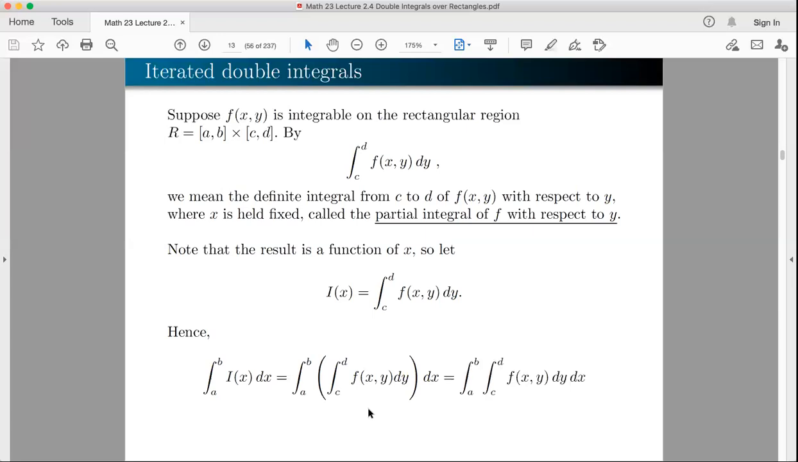So we just simply write this as the double iterated integral from a to b, and then from c to d of f of x, y dy dx. Take note that the order of integration is you start from the inside integral going to the outside integral. That's how we evaluate it. We start from inside, then we go outside. Okay, and this is called an iterated integral, specifically an iterated double integral.